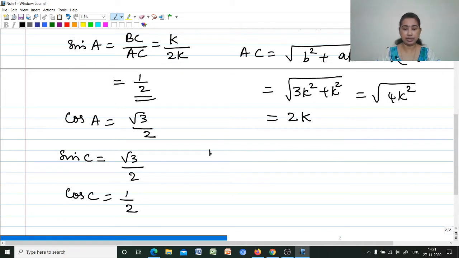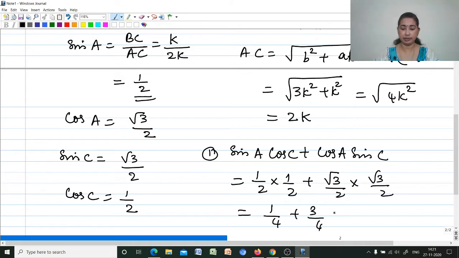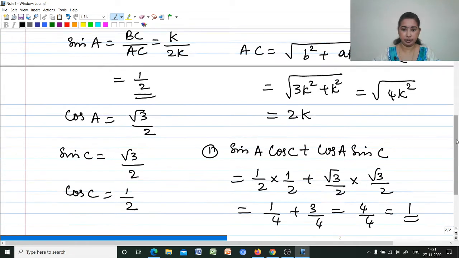Now according to the first question, we have to find sin A cos C plus cos A sin C. Sin A is 1 by 2, cos C is 1 by 2, plus cos A is root 3 by 2 into sin C is root 3 by 2. That is equal to 1 by 4 plus 3 by 4, and that is 4 by 4, which is equal to 1.